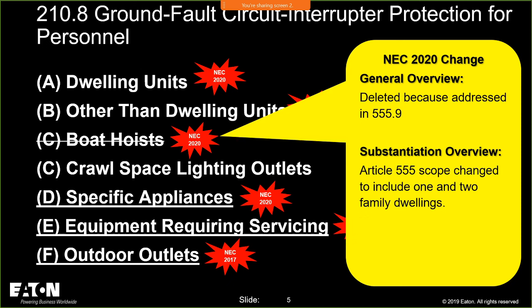Boat hoists. We deleted boat hoists because that is already in Article 555. We did a lot of changes in Article 555. If you do marinas or you're doing work in and around a marina, you've got to check out Article 555.